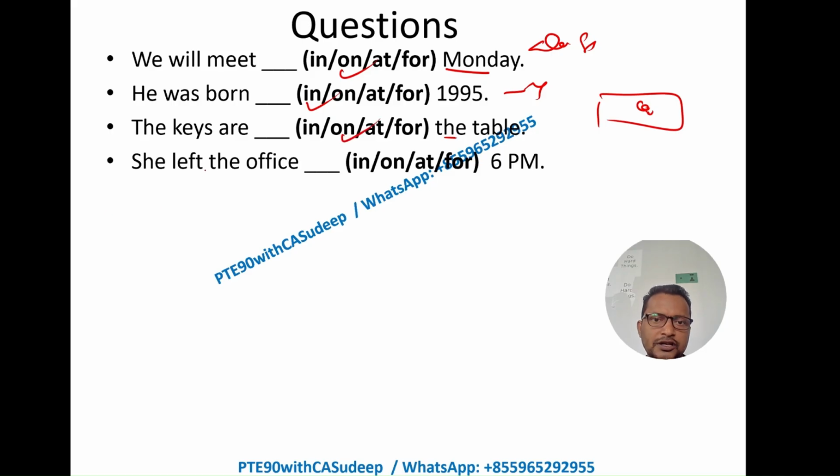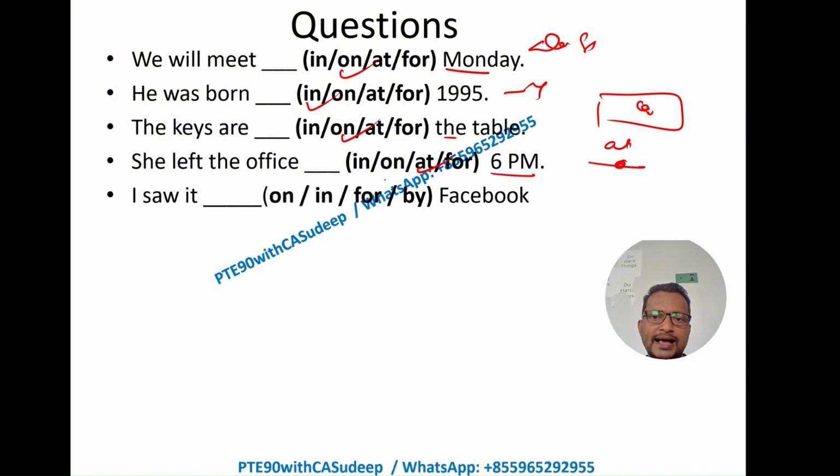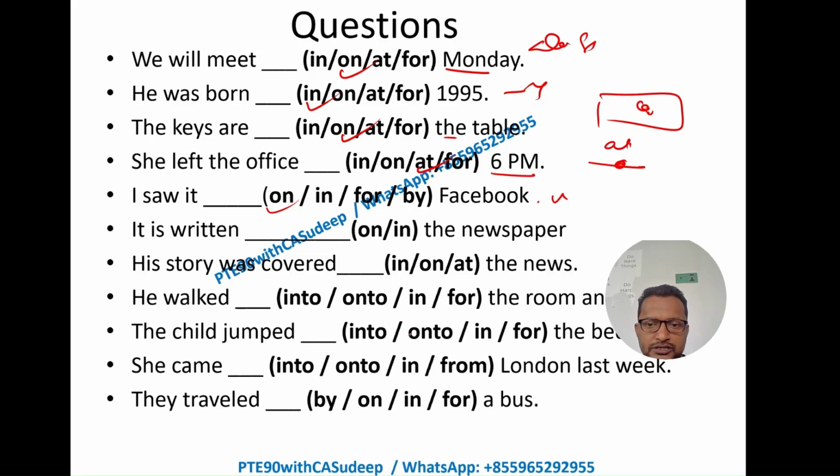And then she left the office ___ 6 p.m. We are talking about a specific point of time. That's why at 6 p.m., right? And then I saw it ___ Facebook, or on Facebook? On Facebook, because media platforms will put on. Similarly, there are other examples that you can do on your own.